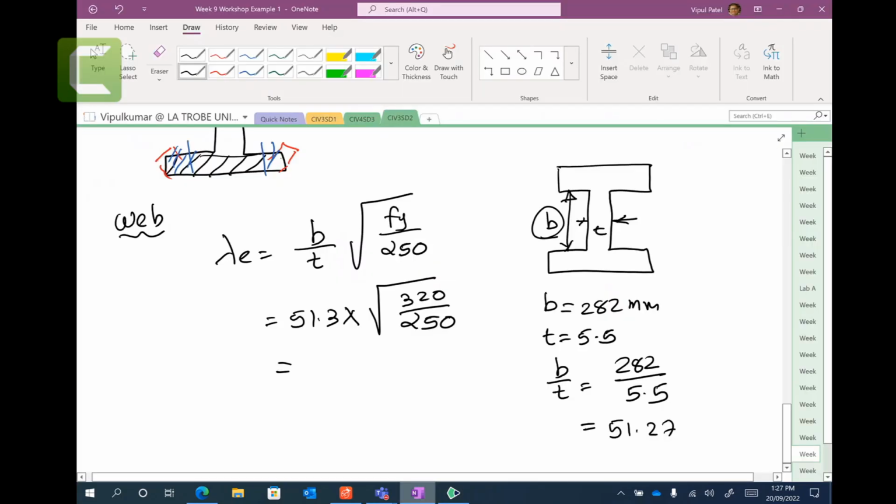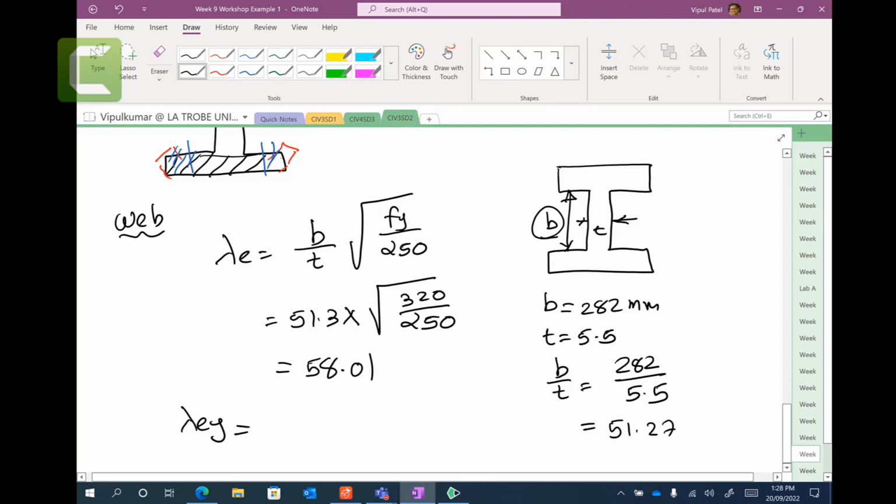Then you have a lambda E value. Can someone quickly do it for me? Lambda E equal to 45. Lambda EY. Can someone get it from the table? 58.01. Everyone agree with that one?